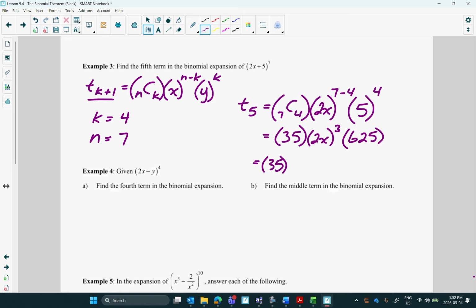Be careful here. What's 2x to the third? Remember, we got to raise everything inside to the third, right? 8. 8x to the third, or 8x cubed. And now you have to multiply all those numbers together. And you get 175,000 x to the third. That's the value of the fifth term.